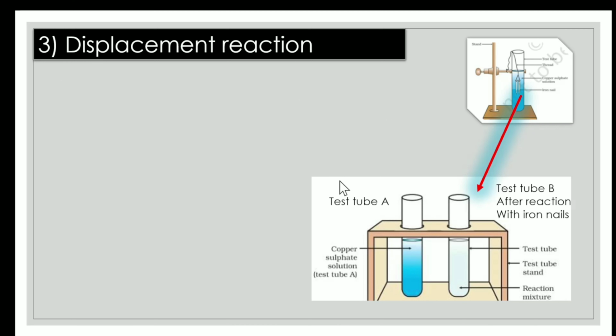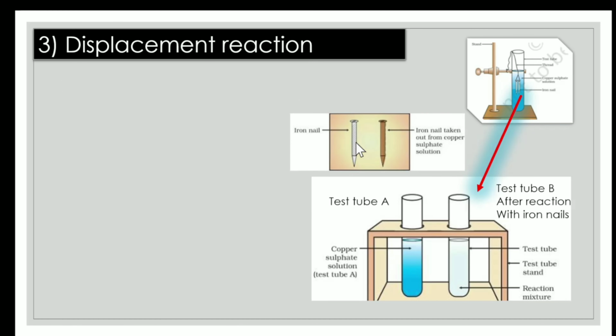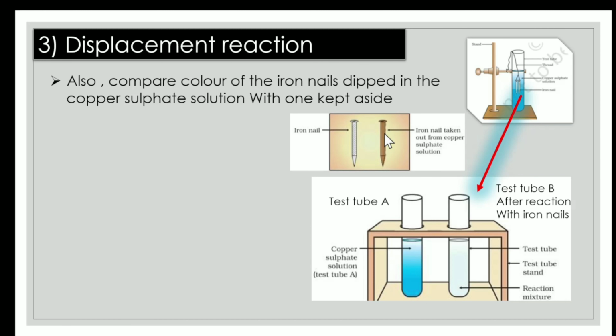Just think. And this is the image of the iron nail taken out from the copper sulfate solution. Why is there a change in color? What actually happened? What is the reason behind that? Also, compare the color of the iron nail dipped in the copper sulfate solution with the one kept aside. Why is there a change in color?